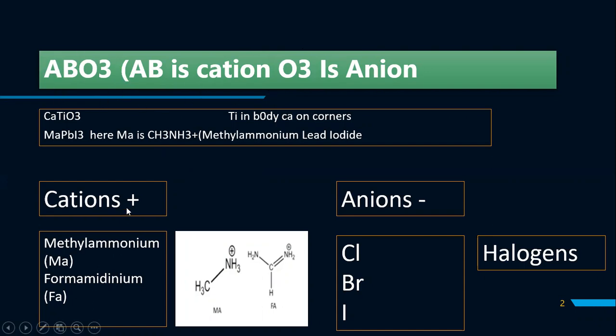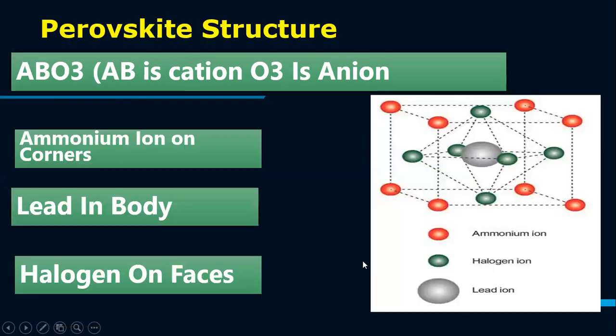So in the place of AB we can use these cations written on the left hand side, and in the place of O3 we can replace any kind of anions given in this list. So this is the main crystal which is called the perovskite structure. Here we can see some of the atoms are present on corners, some of the atoms are present in the body, and some of the atoms are present on the faces.